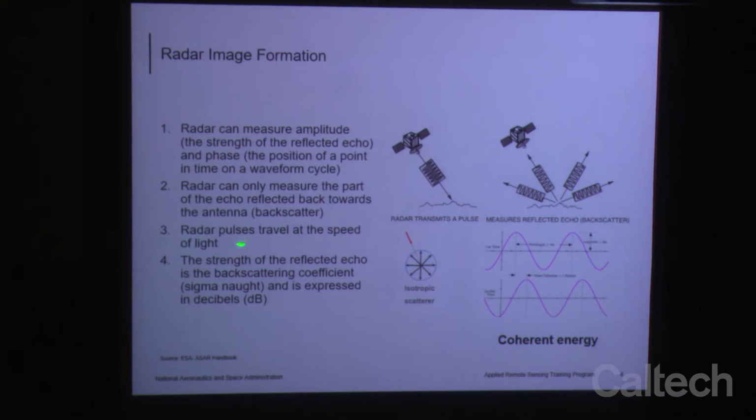The wave energy travels at the speed of light. You can use this information to infer what part of the target you are seeing based on the time and velocity relationship. The strength of the signal that comes back and the character of that scene that you're trying to image is contained in a quantity we call sigma naught, or sigma 0, which is the backscatter coefficient, and it's expressed in decibels, which is a logarithmic scale related to power content.